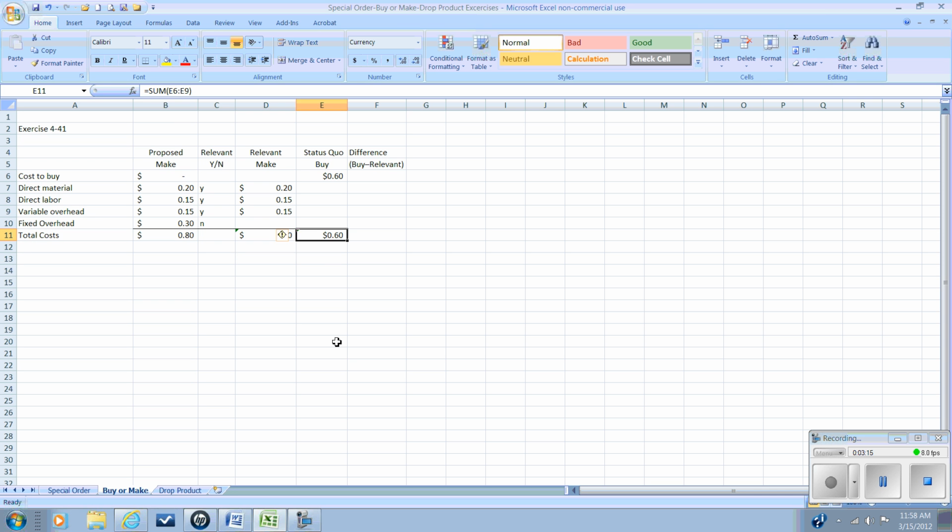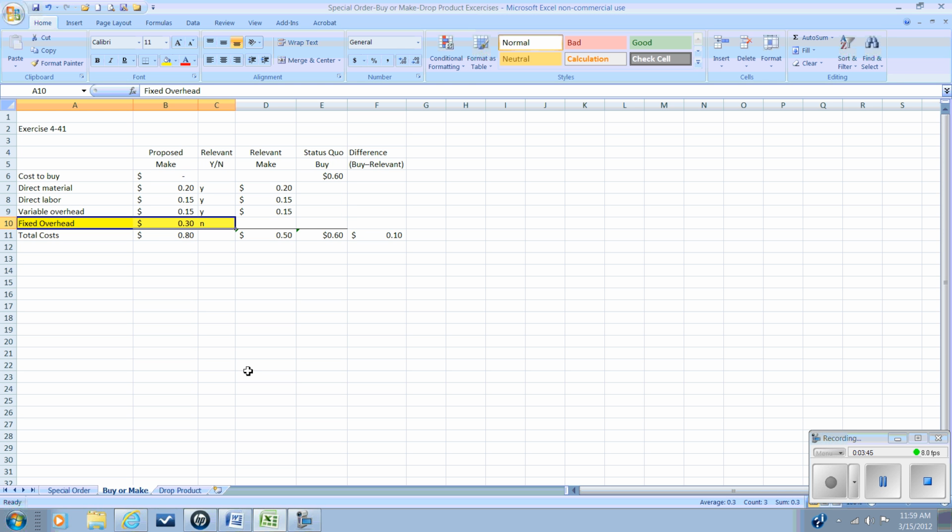And we see that there is a difference of 10 cents if we chose to buy it. So we'll be incurring additional costs of 10 cents if we continue to buy the cookies as opposed to make it. And the critical piece right here is the fact that the fixed overhead cannot be avoided.